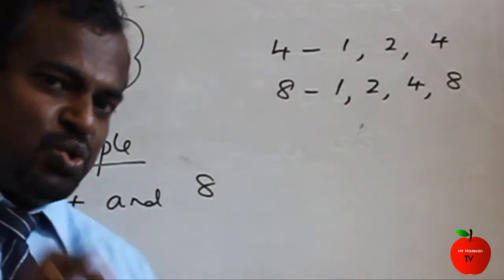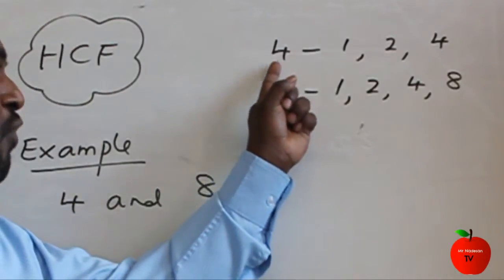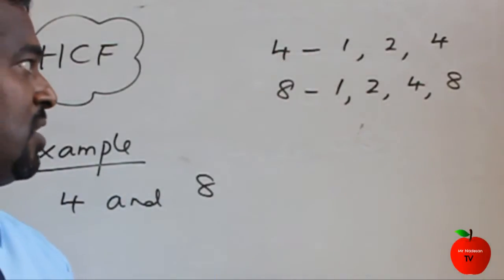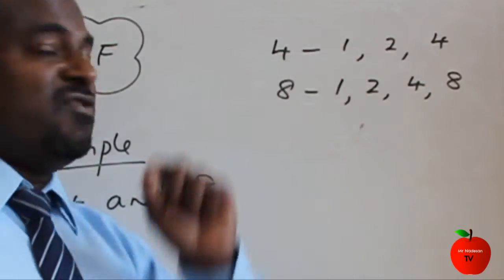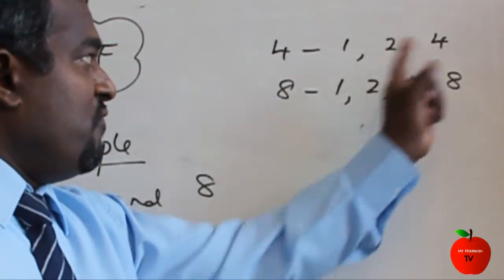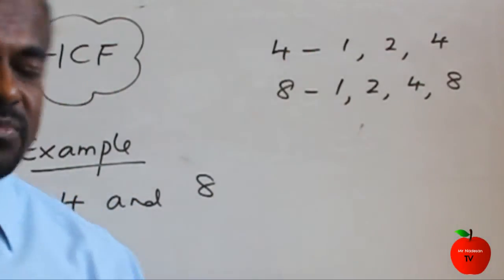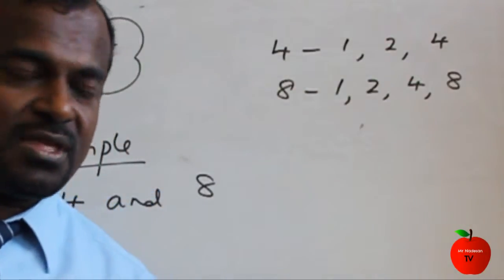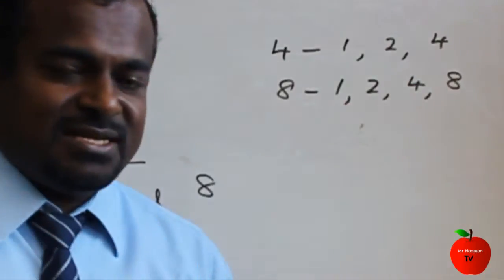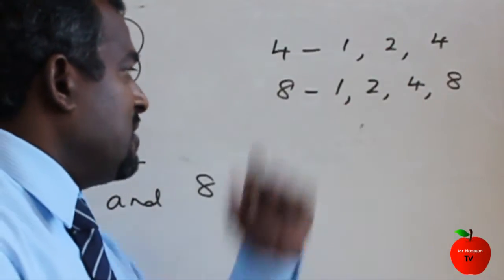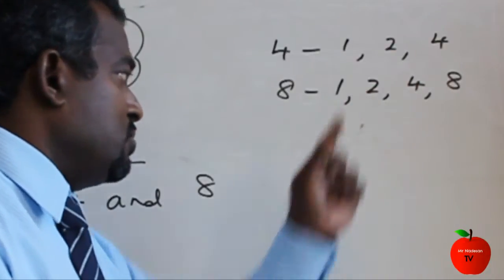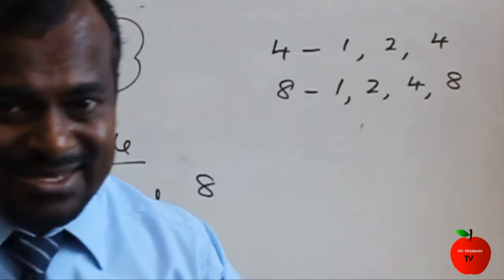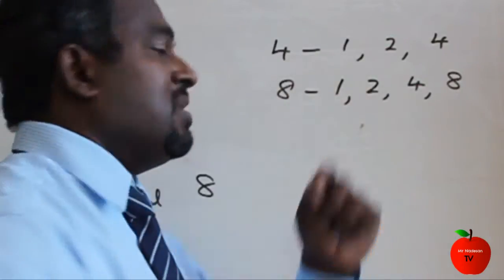You have to make sure the factors of 4 are right: 1 times 4 makes 4, 2 times 2 makes 4, 4 times 1 makes 4. So the factors of 4 are 1, 2 and 4. And the factors of 8 are 1 and then 2, because 2 times 4 is 8, 4, because 4 times 2 is 8, and 8, because 8 times 1 is 8.